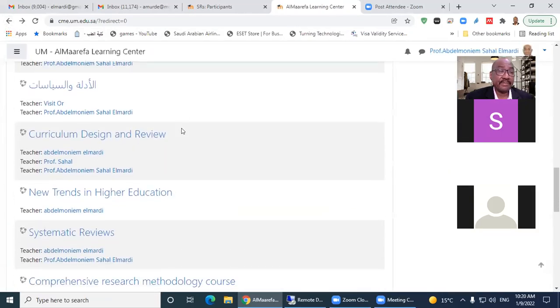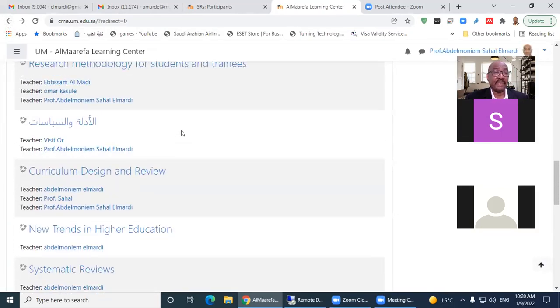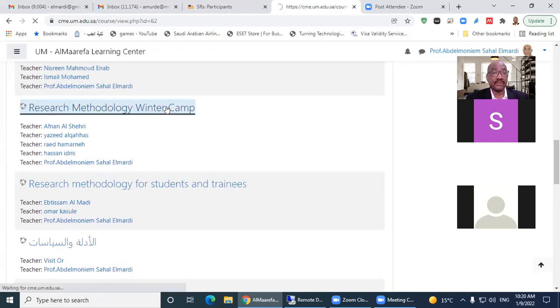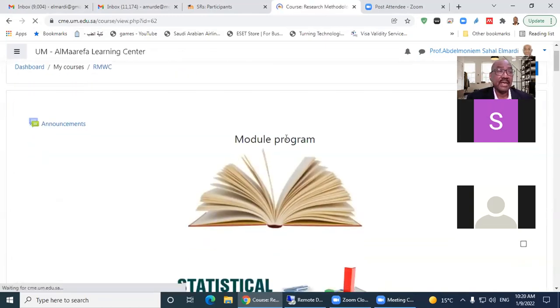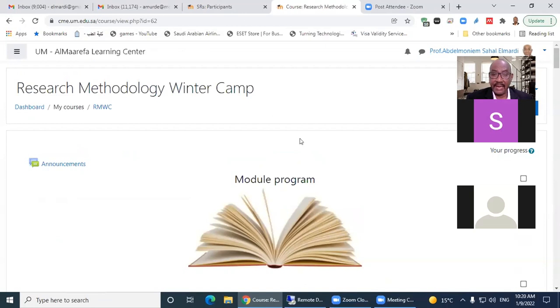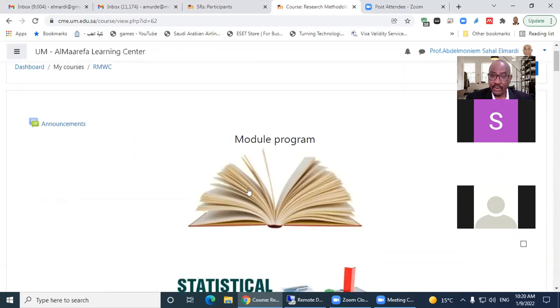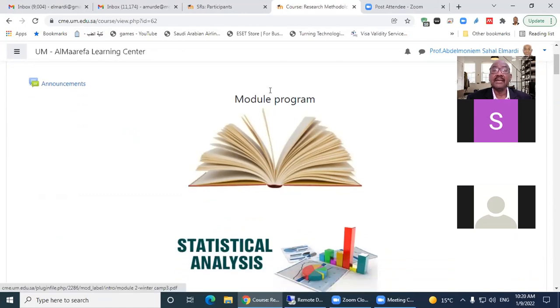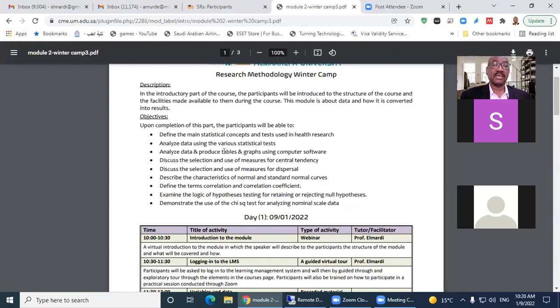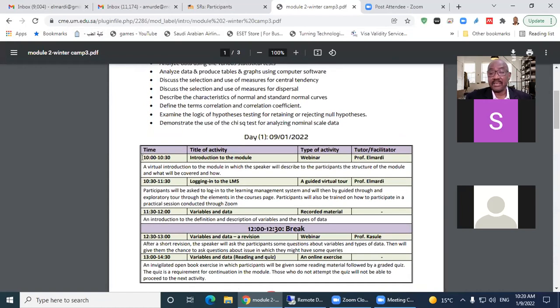Yes, the opening page, of course, for me is different, but you will go straight into this research methodology winter camp, and this is the program. At the top of the first page you will find the module program. You click on the book, and it will open the program. These are the objectives, this is the description, and these are the objectives. The program starts now, and in about 10 minutes, we finish this introduction.